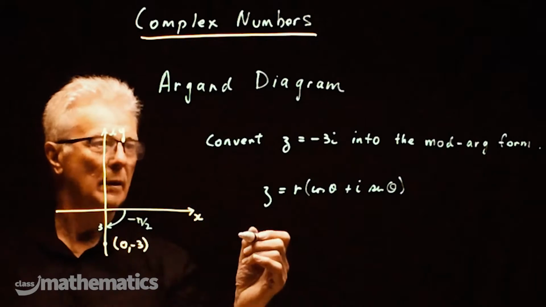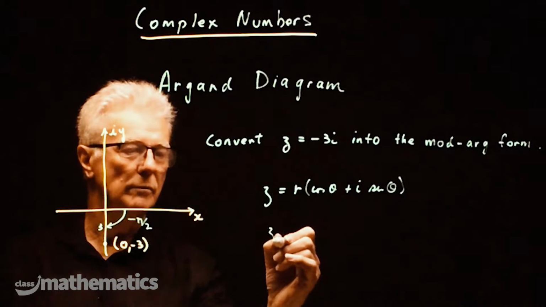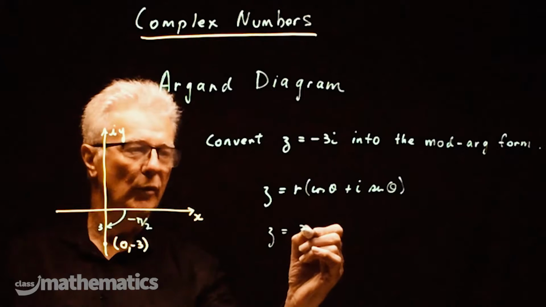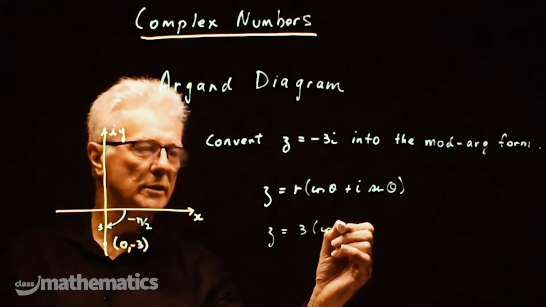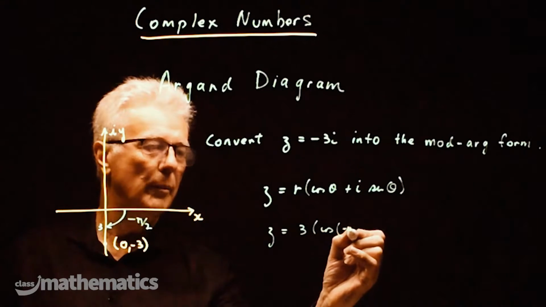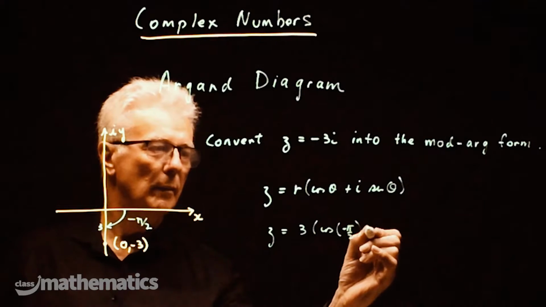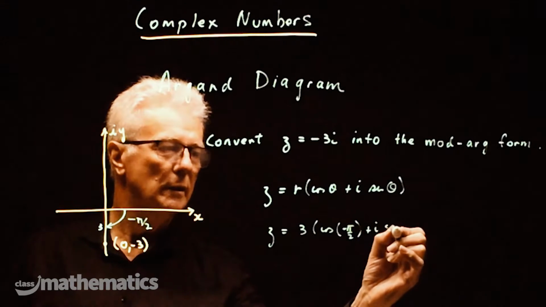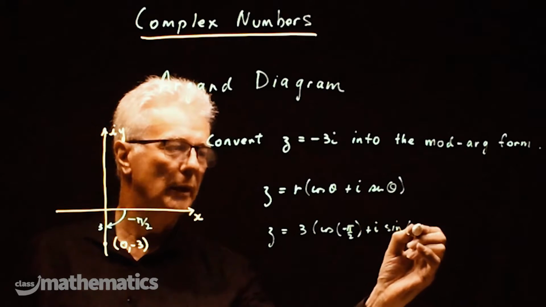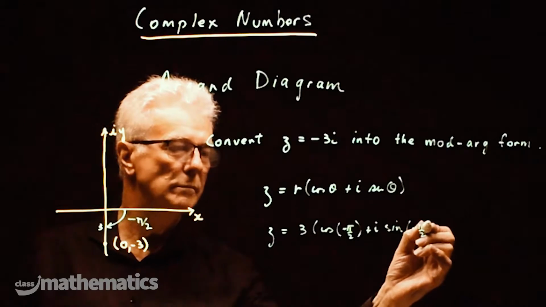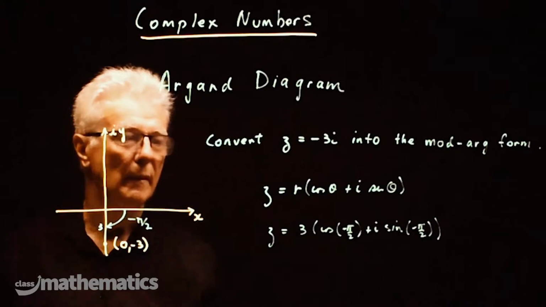So simply, this is converted to 3 cos of minus pi upon 2 plus i sine of minus pi upon 2. And that's done.